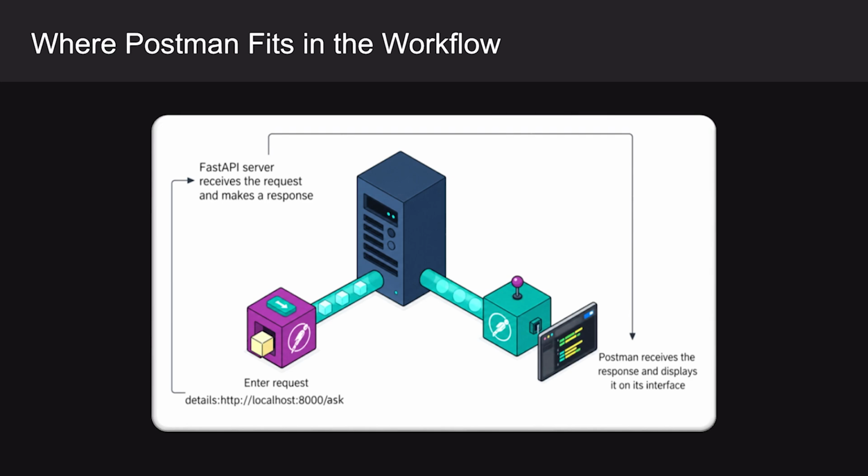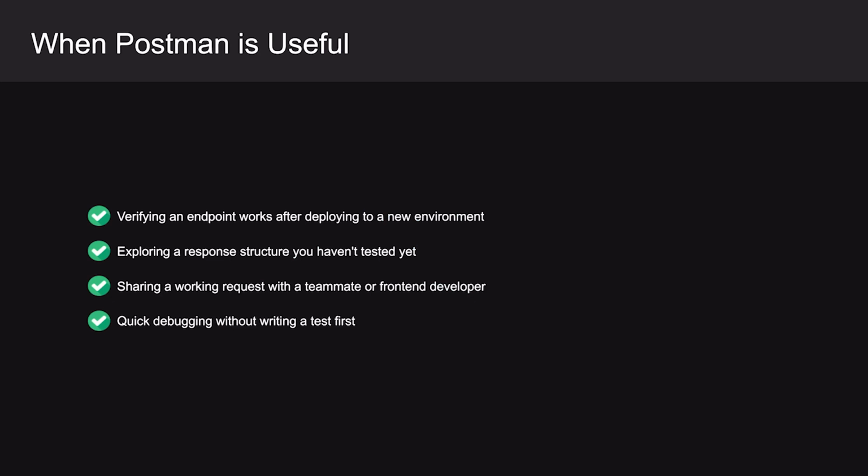The use cases of Postman: verifying an endpoint works after deploying to a new environment, exploring a response structure you haven't tested yet, sharing a working request example with a teammate or front-end developer, and quick debugging without writing a formal test first. All four have one thing in common. They need a human in the loop looking at the actual response. That's what Postman gives you. Your automated test suite is the safety net. Postman is the spot check.